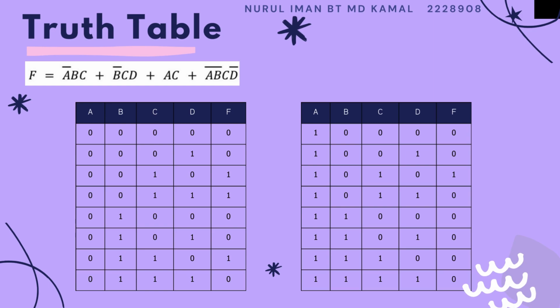And then the last term will be A bar, B bar, C, D not. Not means that it is 0. So 0, 0, 1, 0, which is located at the left table, third row from the upper one. So from having the truth table completed, from there we will be able to complete the Karnaugh map.